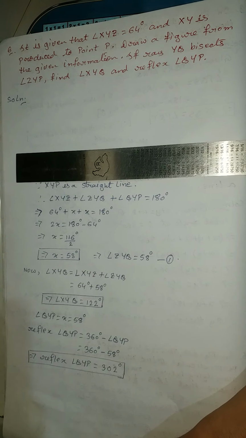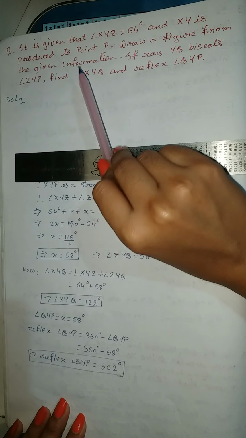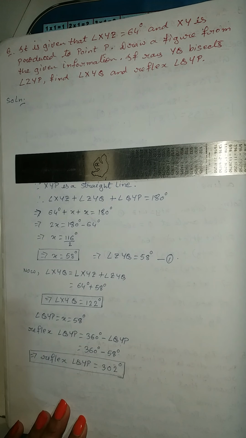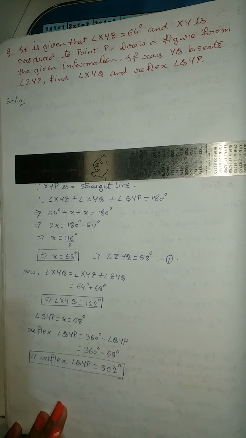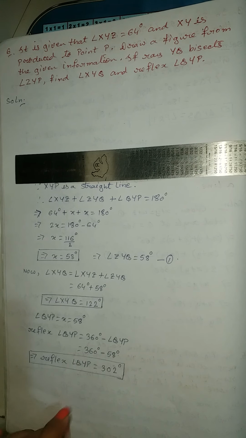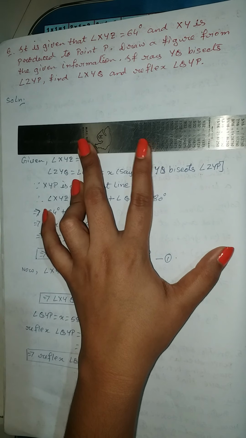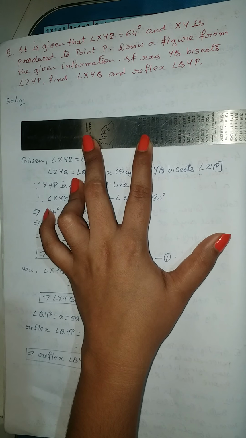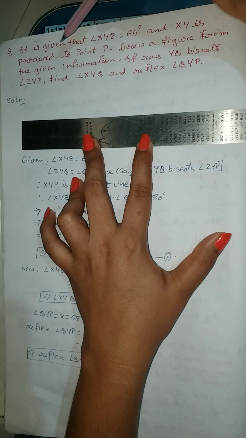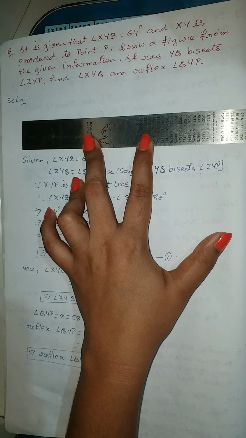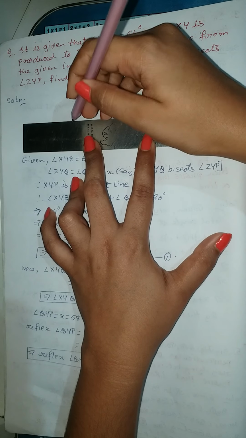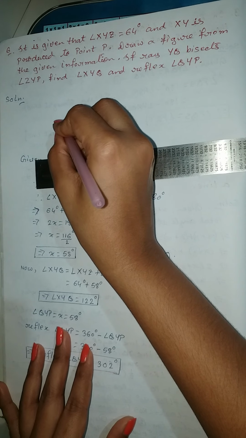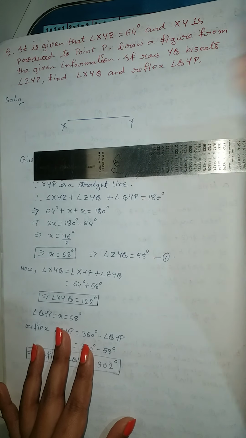Now let us solve question number 6. In the question it is given that angle XYZ is equals to 64. So in the given question there is no diagram. That means we have to draw the diagram ourselves. So here it is given that angle XYZ is 64 degrees and XY is produced to point P. So let's draw angle XYZ. Let us draw a line here. Let it be X and let it be Y.